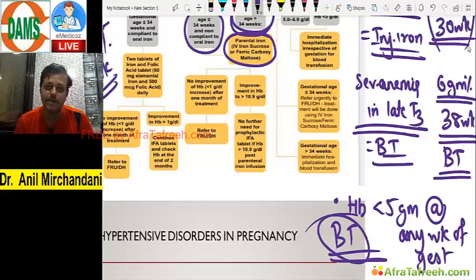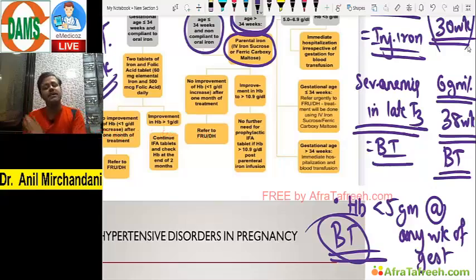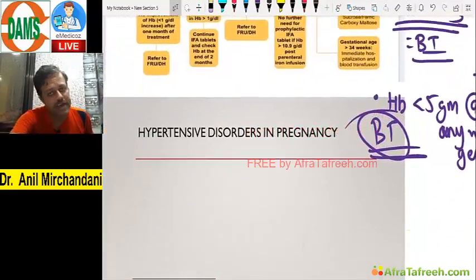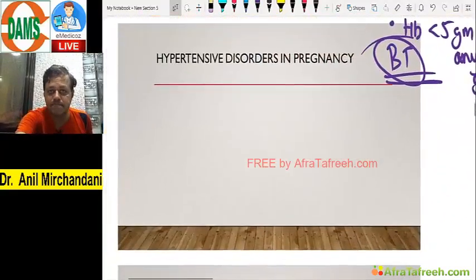Remember this: any patient with hemoglobin less than 5, give her blood transfusion. As simple as that. Okay, got it? Very clear. This is what you should know about iron and anemia in pregnancy.